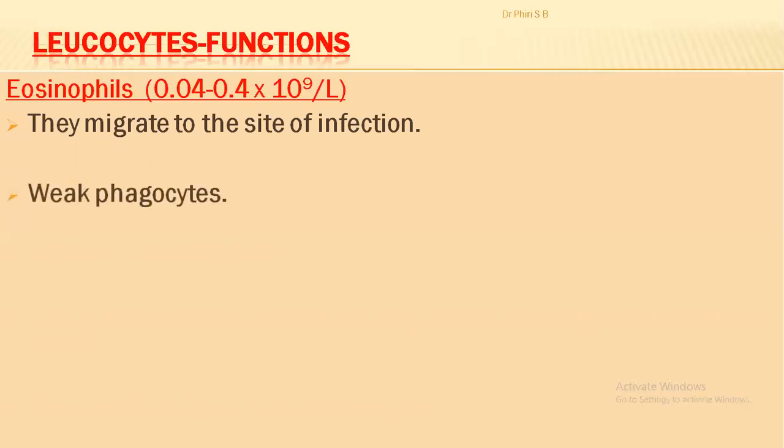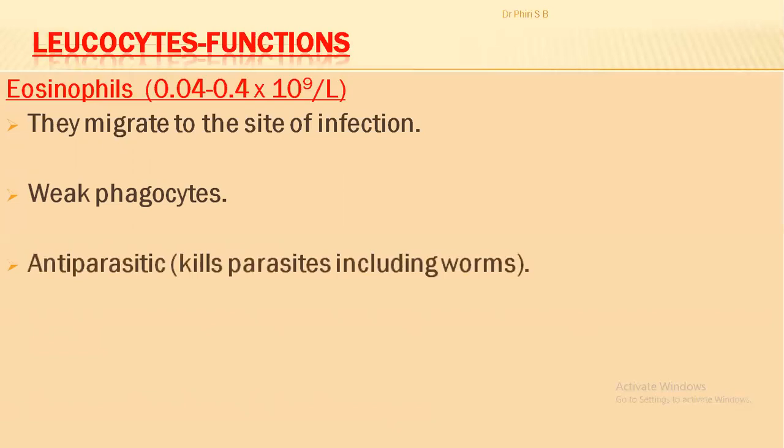They are weak phagocytes, meaning that they are not entirely involved in phagocytosis. But besides that, they are able to produce certain proteins against parasites like worms and other parasites. So they are anti-parasitic cells. Because they can kill parasites, including worms, they produce proteins against these parasites. That's why they are called anti-parasitic cells.